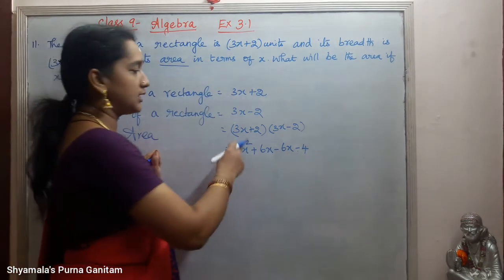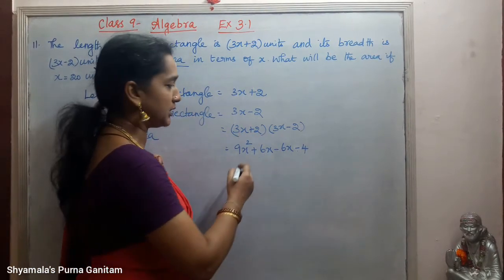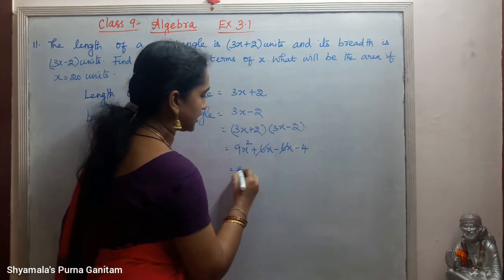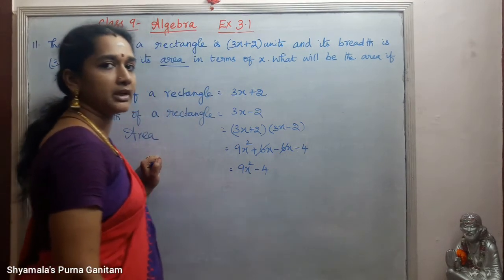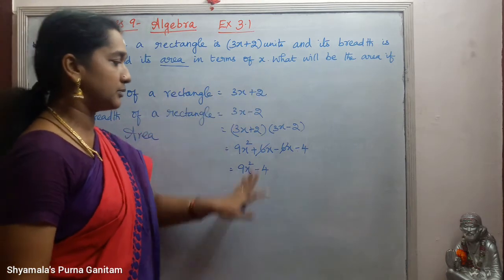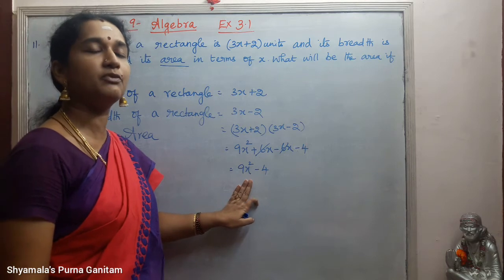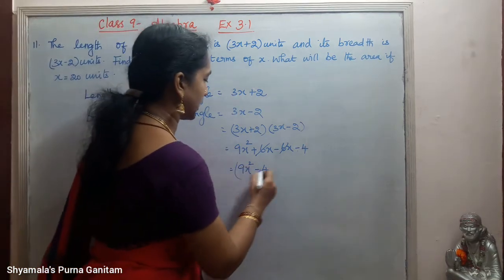So this one is of the form a plus b into a minus b, that is a squared minus b squared. So these two will get cancelled. So a squared is 9x squared, b squared is 4. So 9x squared minus 4 is the area of the rectangle in terms of x. The meaning for that is, we are having an x value in that, so this much square units.